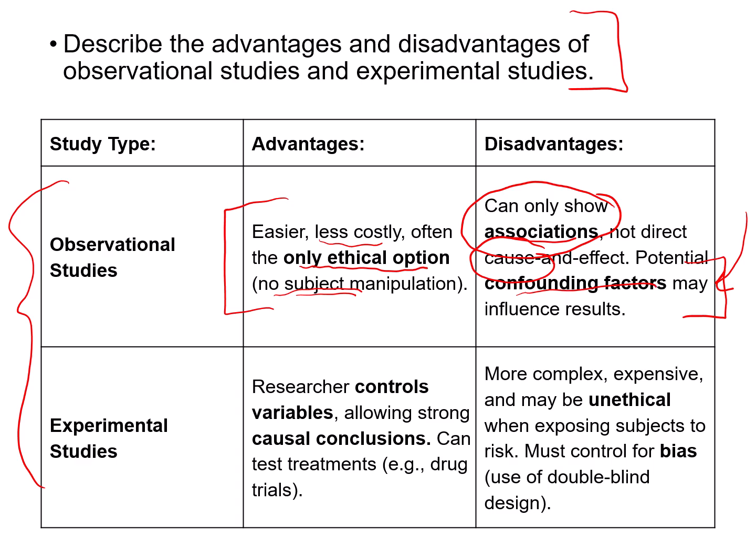In experimental studies, the advantages are you can control your variables, right? You have your control group taking a placebo, for instance, and your experimental group, and you can conclude the cause of something like a treatment or a disease. But these are much more complex, usually more expensive, and sometimes unethical if you're considering exposing subjects to some kind of risk. You also have to control for bias, and that's why we usually use double-blind study designs.